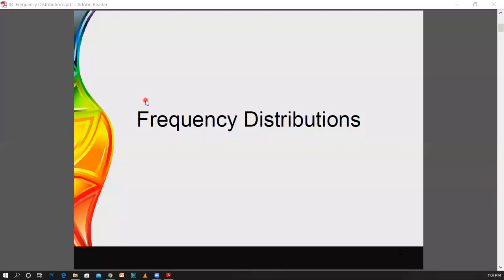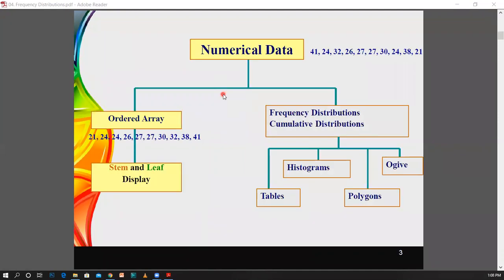In this session, we will discuss the frequency distribution. First of all, we will see about the numerical data. Normally, we say numbers are the numerical data, and if you look at this numerical data, it can be divided into two parts.